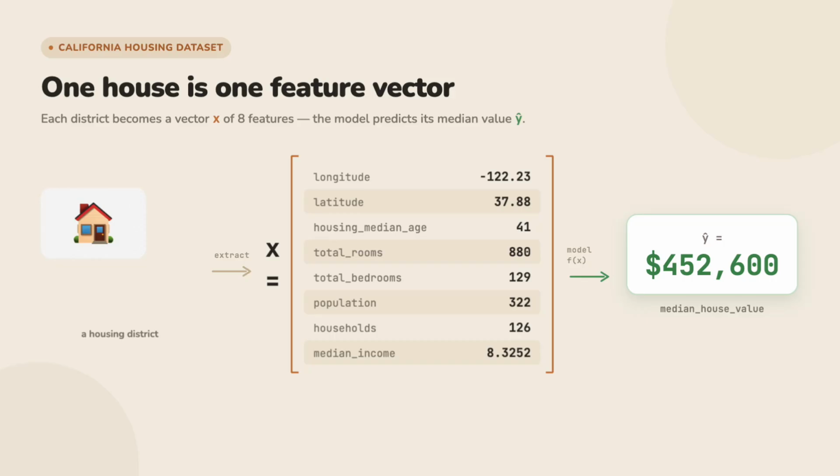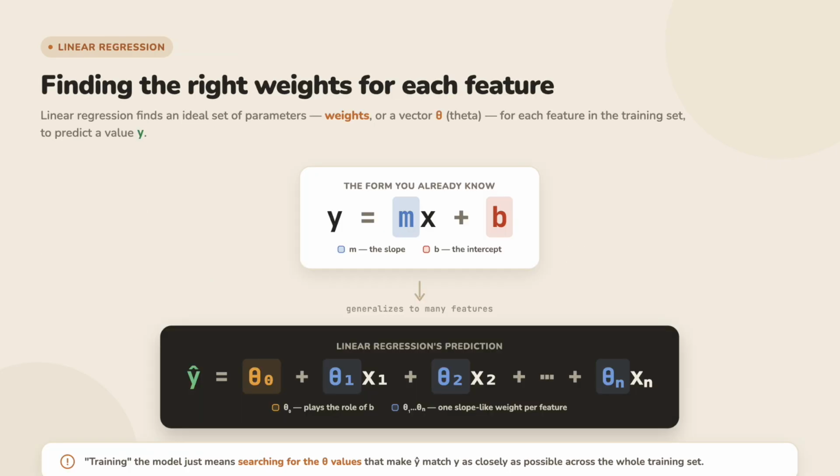Sometimes these parameters are called weights, or theta values of vector theta, for each feature provided in the training set, to predict what you want it to predict, a y value. If you're familiar with pre-algebra or algebra, y is equal to mx plus b, you can think of theta as playing a similar role to slope m. The difference is that in linear regression, we usually have many features, so we have a separate theta value, a separate weight parameter, for each feature.